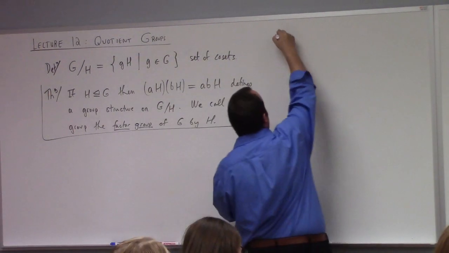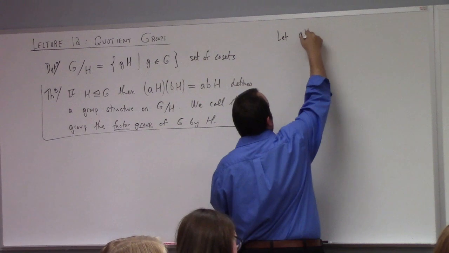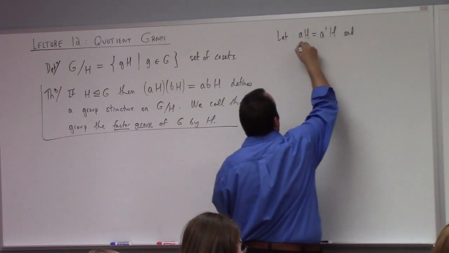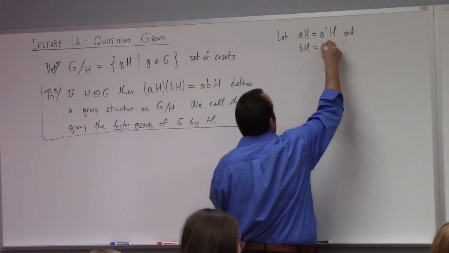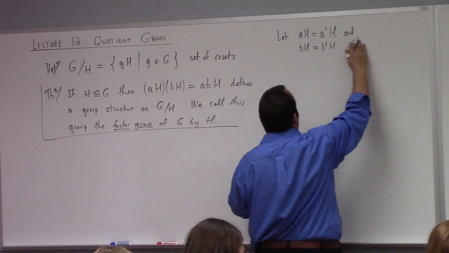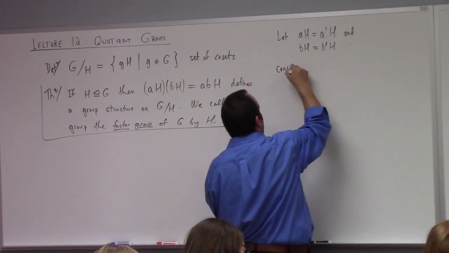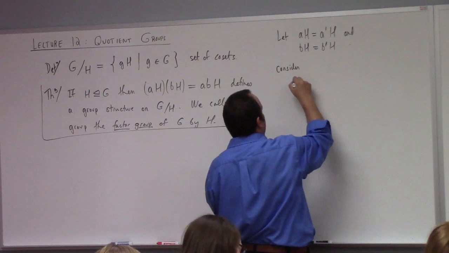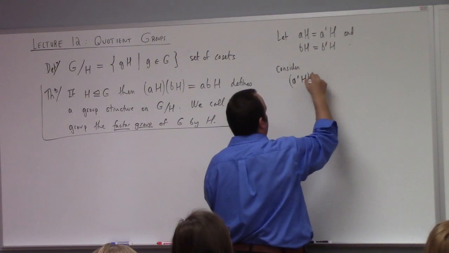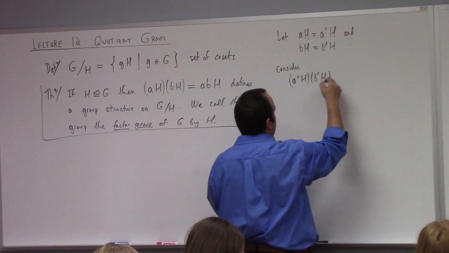So let aH equal a'H and bH equal b'H, right? Consider, we'll start with a'H times b'H. What would we like to see that that's equal to?